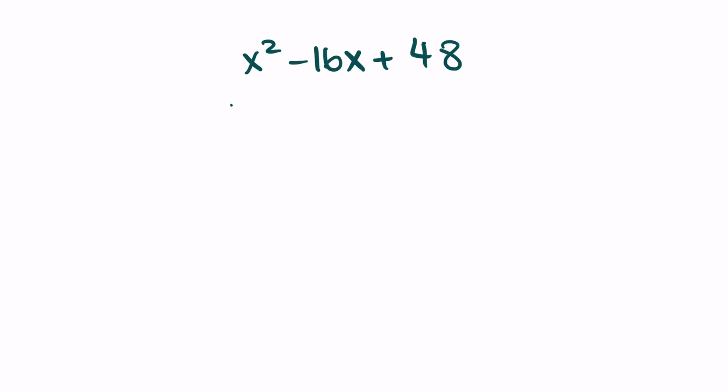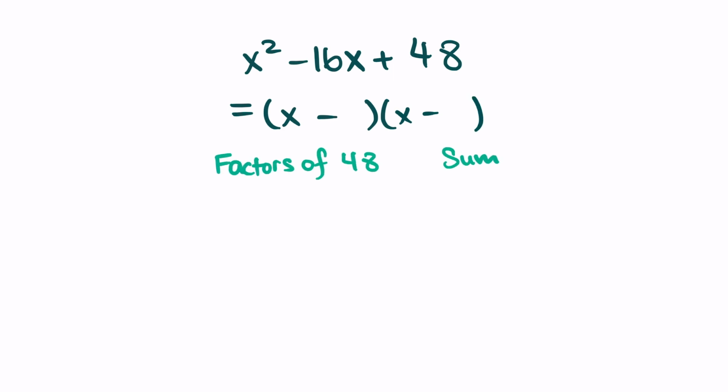Let's consider this example here. We know that our two brackets are negative because c is positive and b is negative, but how do we know which combination should work? There are so many factors of 48. There's 1 and 48, 2 and 24, 3 and 16, 4 and 12, or 6 and 8.